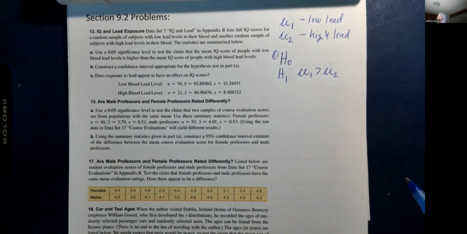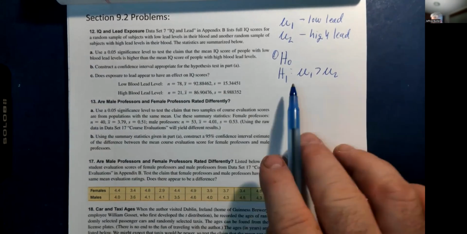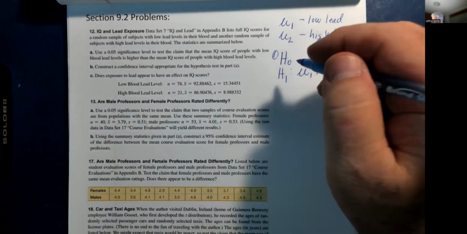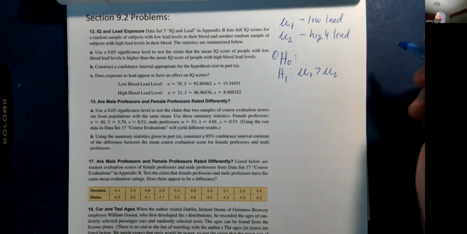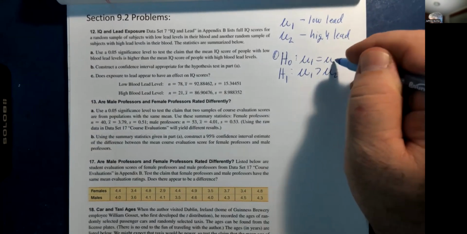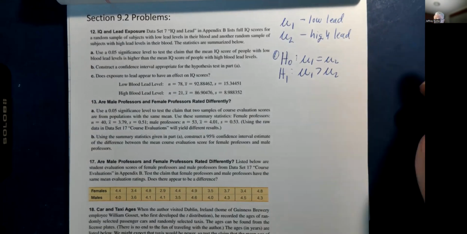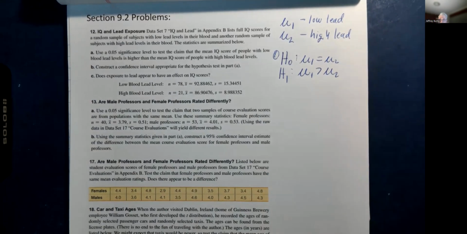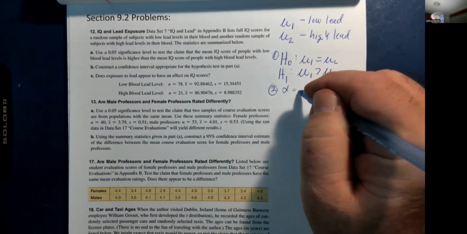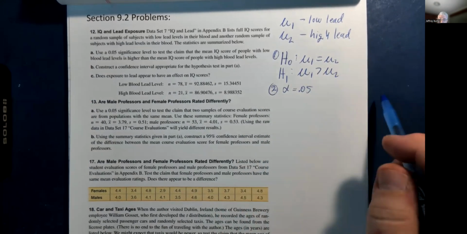This is the first time we've seen hypothesis testing with two means. We have mu 1 greater than mu 2 as the alternative. What's the null hypothesis going to be? Very similar to what we did in 9.1 with two proportions: mu 1 equals mu 2. That's the same null hypothesis when you're doing two means, regardless. The level of significance in this question is 0.05.